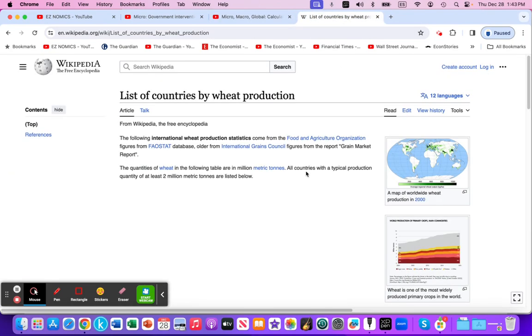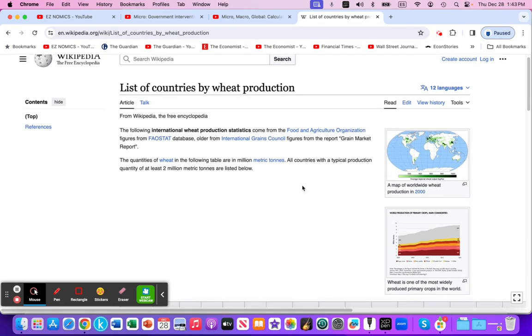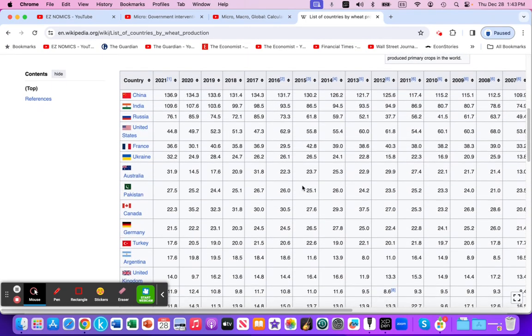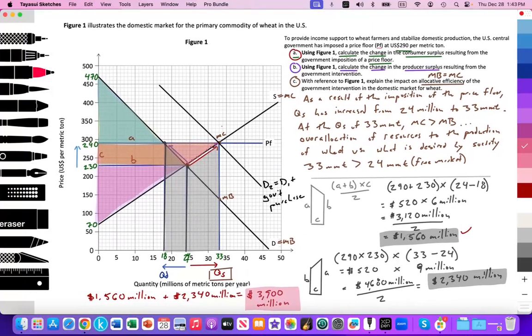So let's get back to this final question. We've been using wheat production in the United States. The US produces 44.8 million metric tons, with China, India, and Russia producing more than the US. And then we have France, Ukraine, and so on. So let's get to that last question.